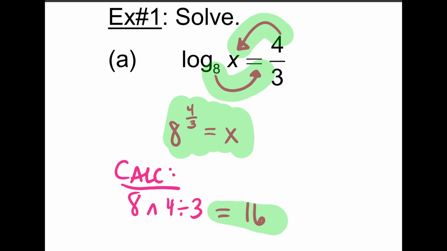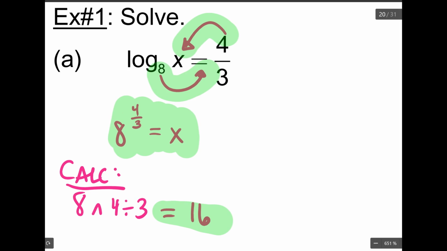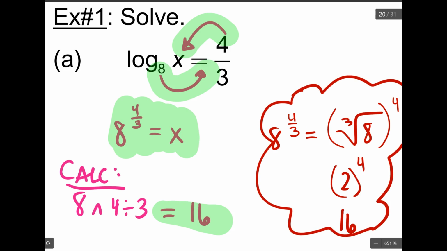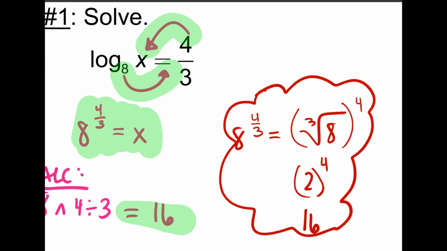All right, the other way to solve it is 8 to the 4/3 is the same thing as saying the cube root of 8 to the 4th power. Well, we know the cube root of 8 is 2, and then 2 to the 4th power is 16. This is another way to solve it, but I'm going to let you use your calculator as long as you understand how to use it and show the setup. All right, so let's try the next one. Am I good to move over?